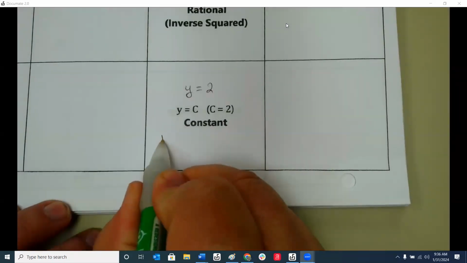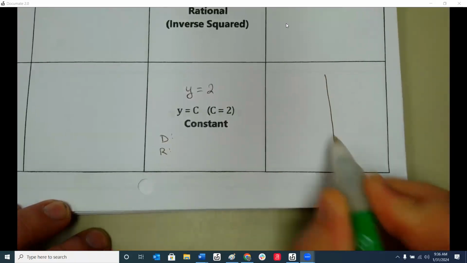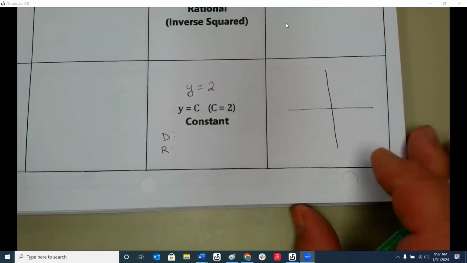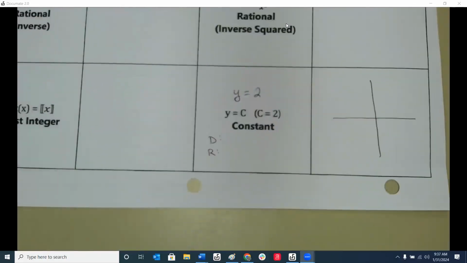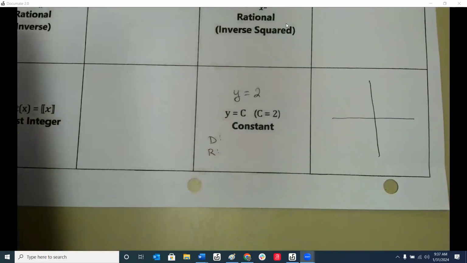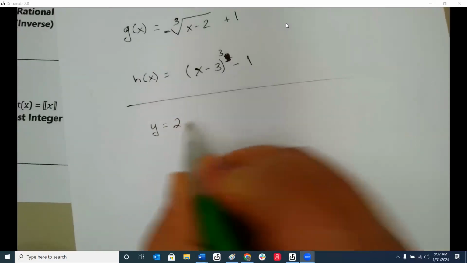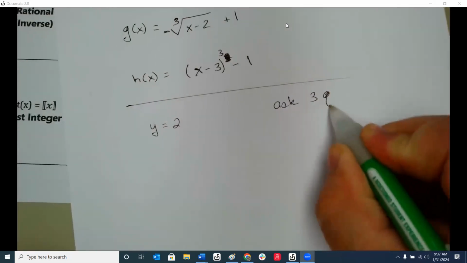What we're going to talk about here is the domain, the range, and the graph of this function. One way of graphing these things, if you don't know what the graph looks like, or don't know what the equation looks like, is to ask these 3 questions.